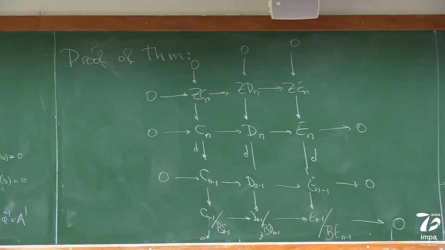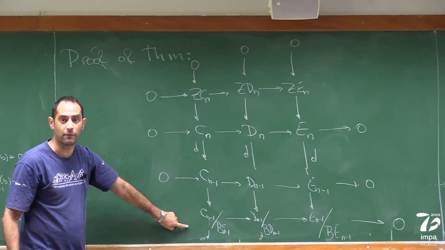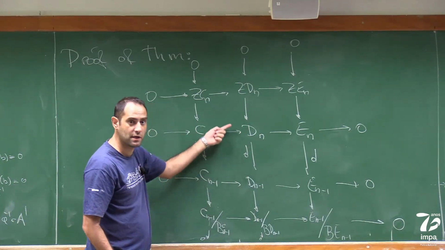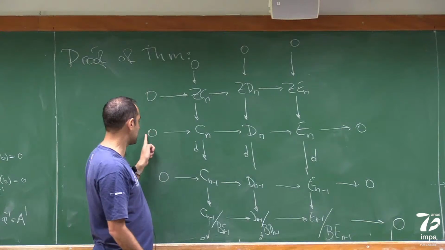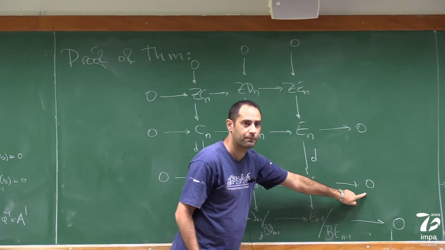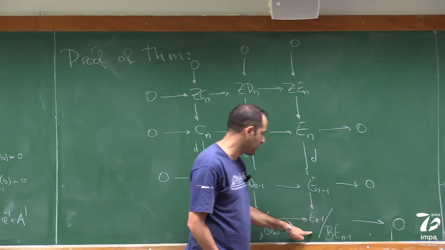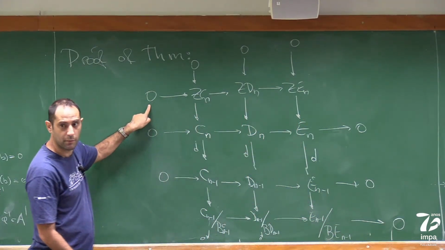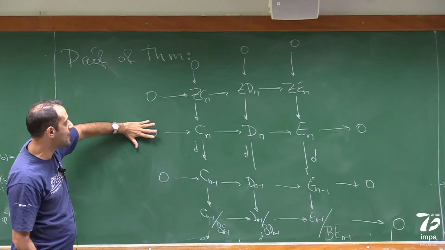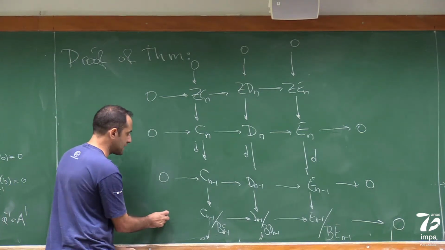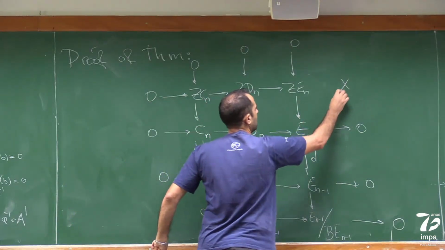Okay? And those two exactnesses I do get for free from the snake lemma. Because here, these two arrows are exact at this point and at this point. So the snake lemma gives me for free this exactness at this point and this exactness at this point. So I've already used the snake lemma to claim that these two rows are exact. I'm not claiming any exactness here nor here.